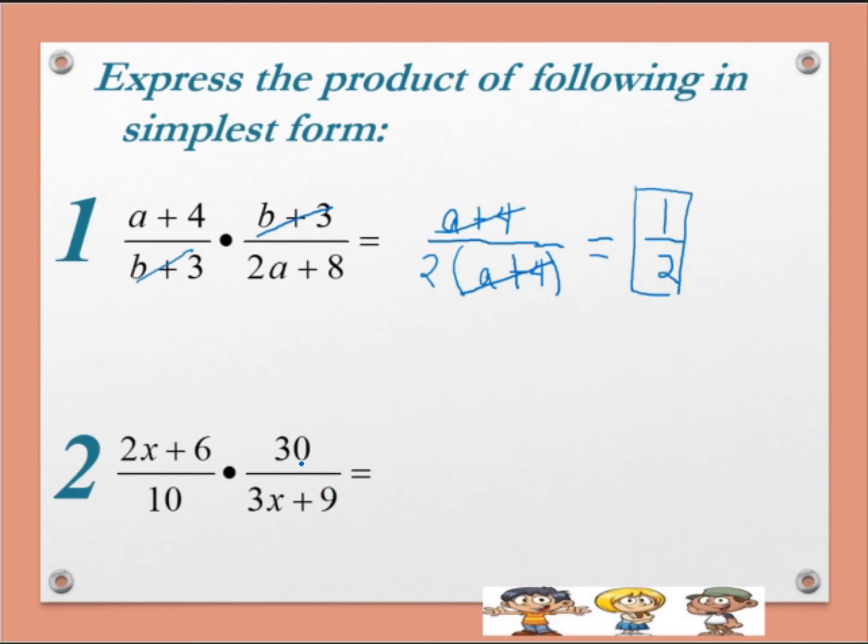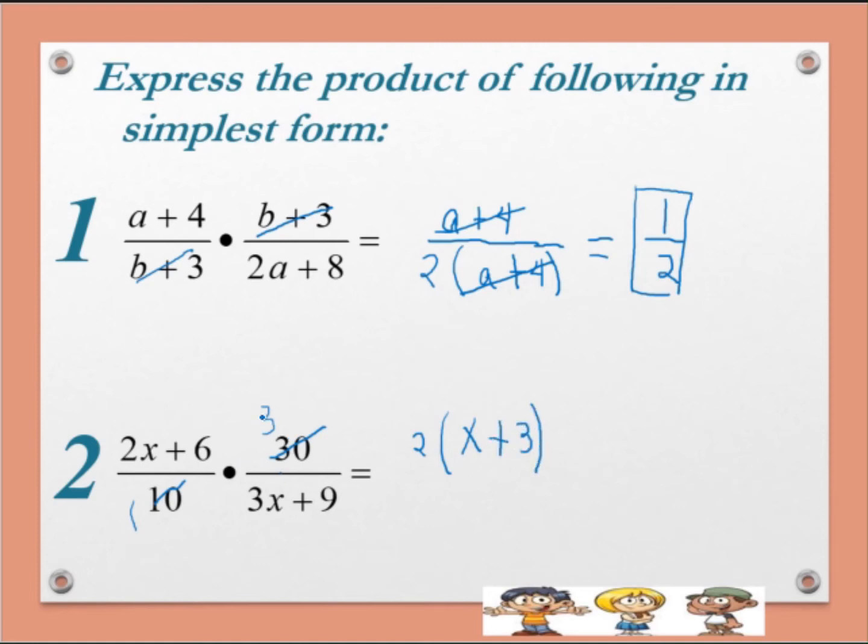Again, first step is to look for the common factors in our numerator and denominator, if there's any. So 30 and 10 has a common factor of 10. 30 divided by 10 is 3, and 10 divided by 10 is equal to 1. Then we look for our numerator. 2x + 6 has a common factor of 2. And we have the remaining factor. 2x divided by 2 is x, and 6 divided by 2 is equal to 3.